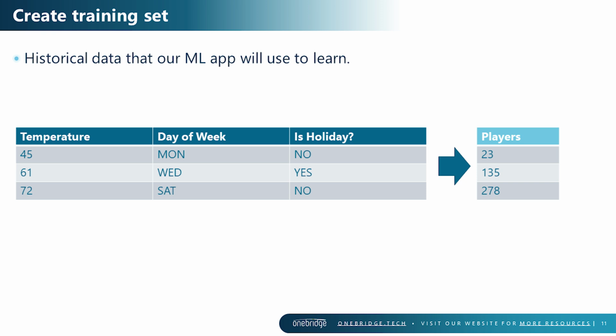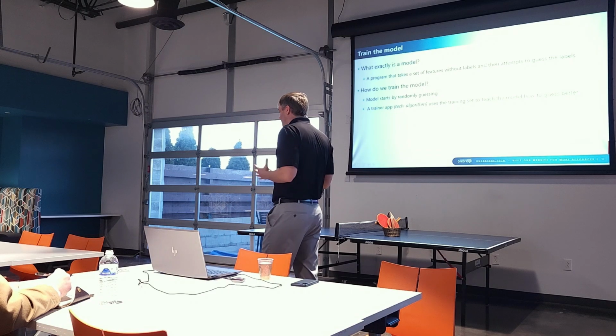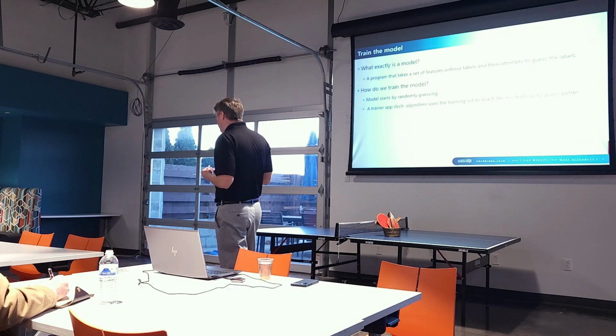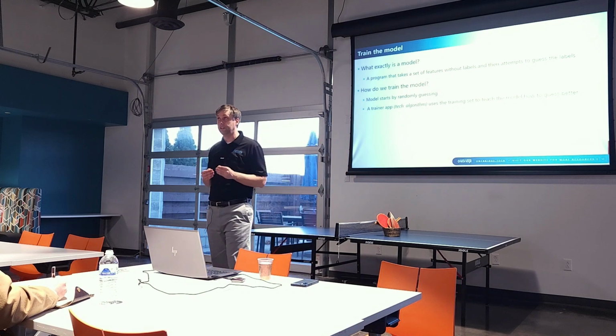So you can see the way this is laid out. We have an observation, like 45 degrees, Monday, not a holiday. We don't have a lot of people out on the golf course. Whereas you can see the last one, 72 degrees, it's a weekend, beautiful weather, we have a ton of people out. So once we've assembled our training set, the next thing we need to do is actually train our model.